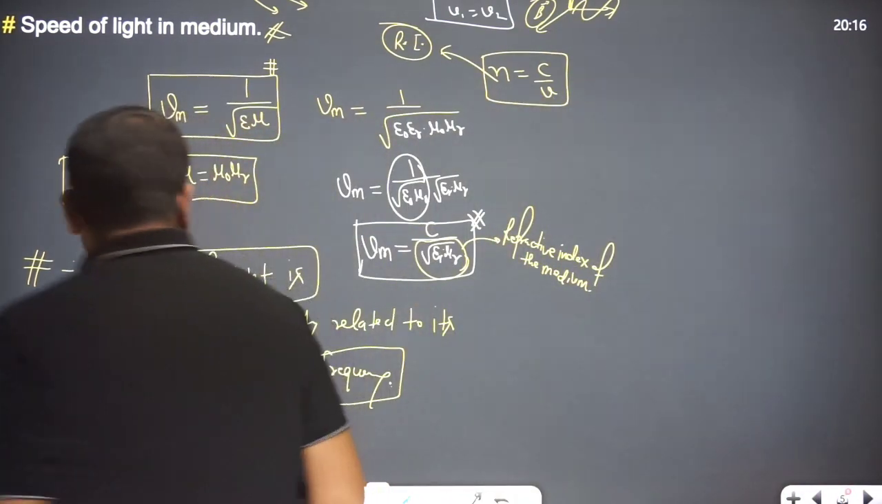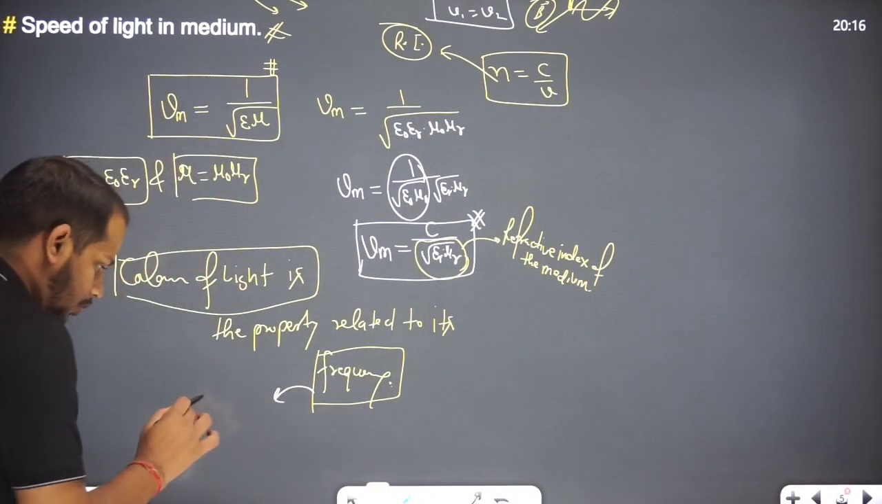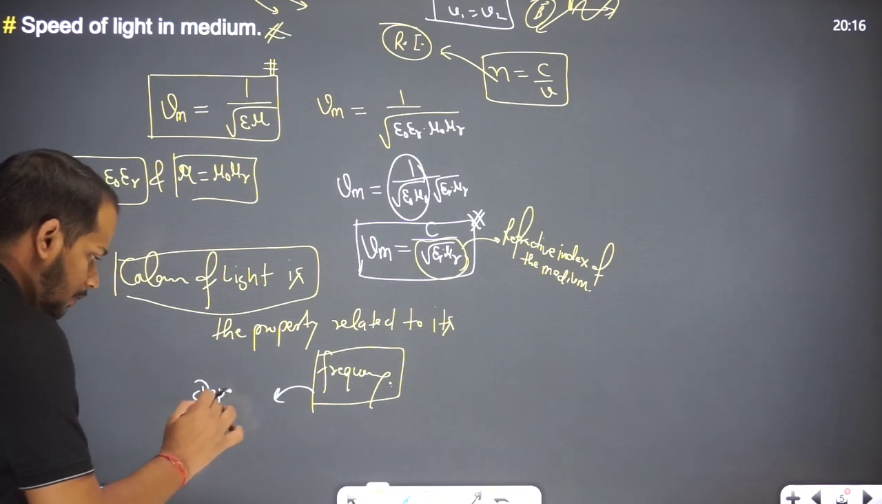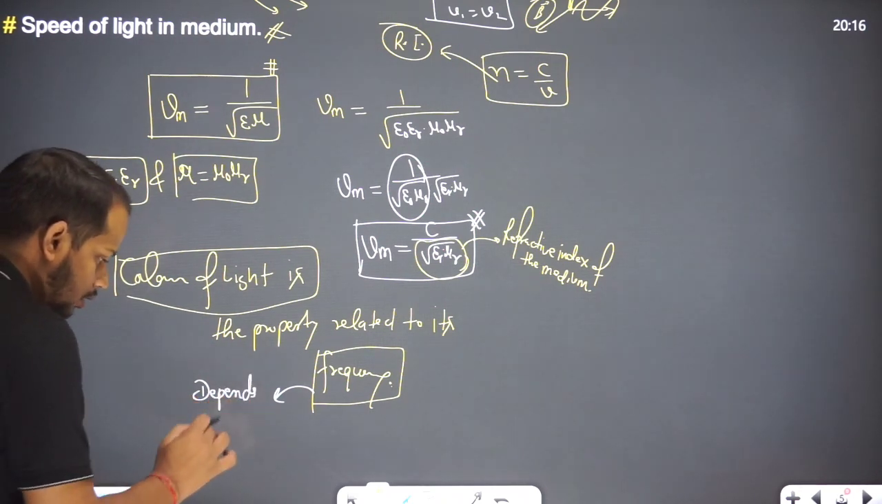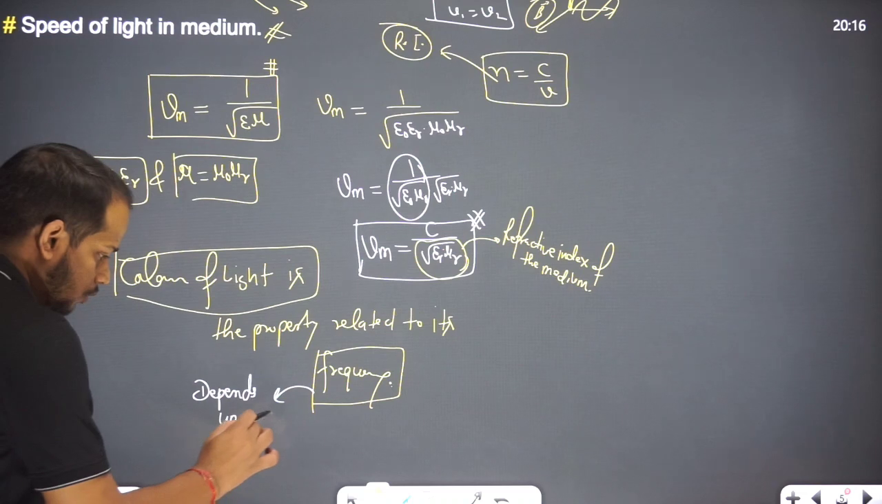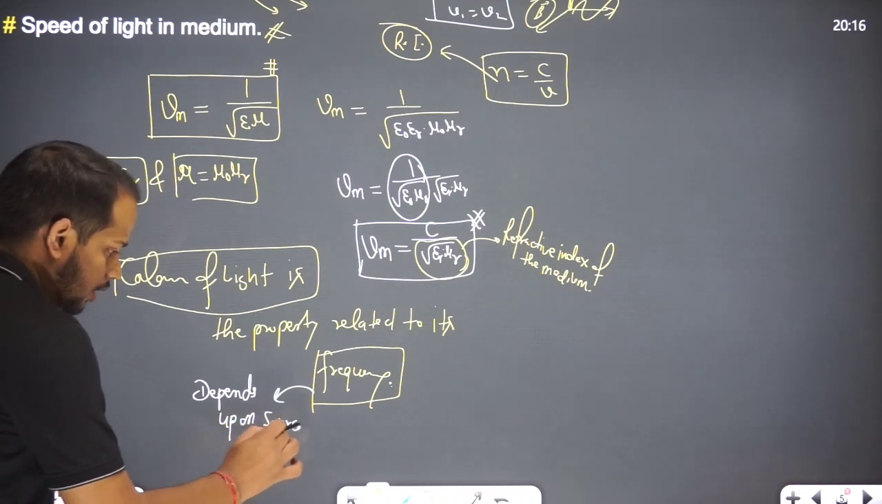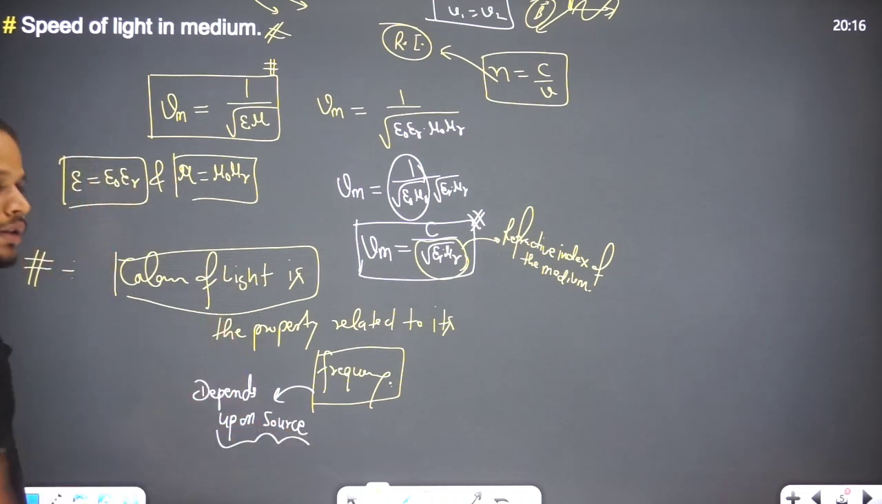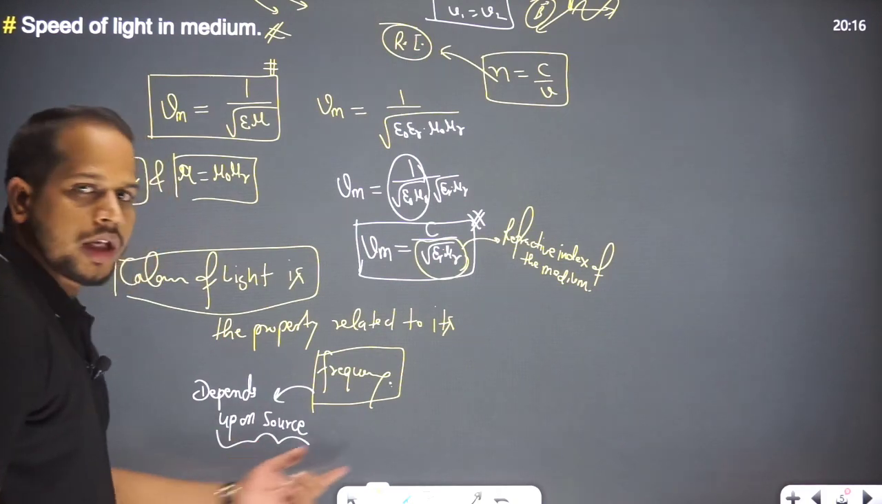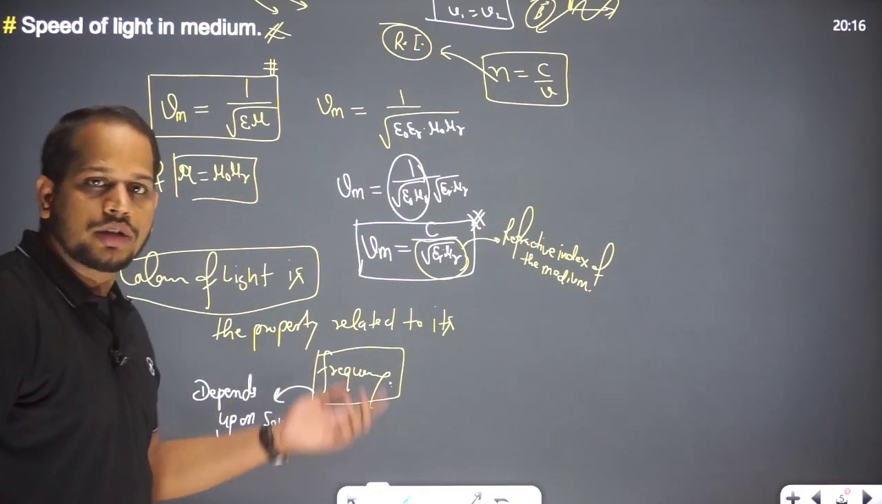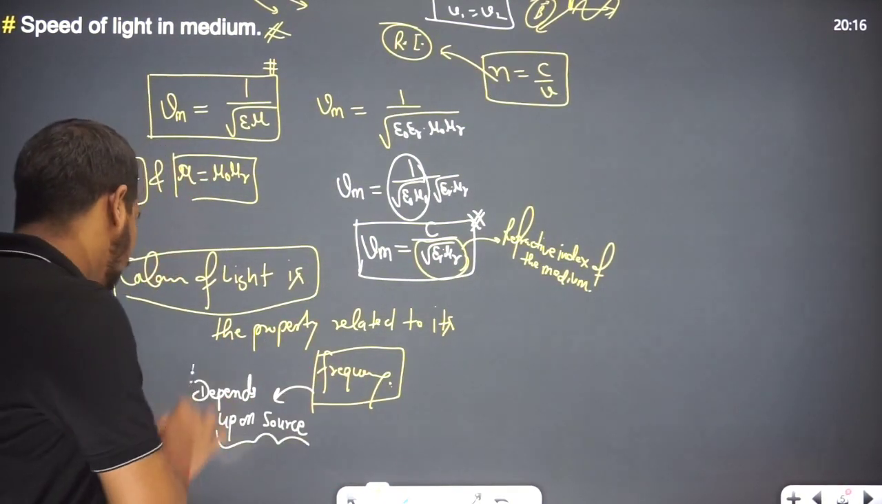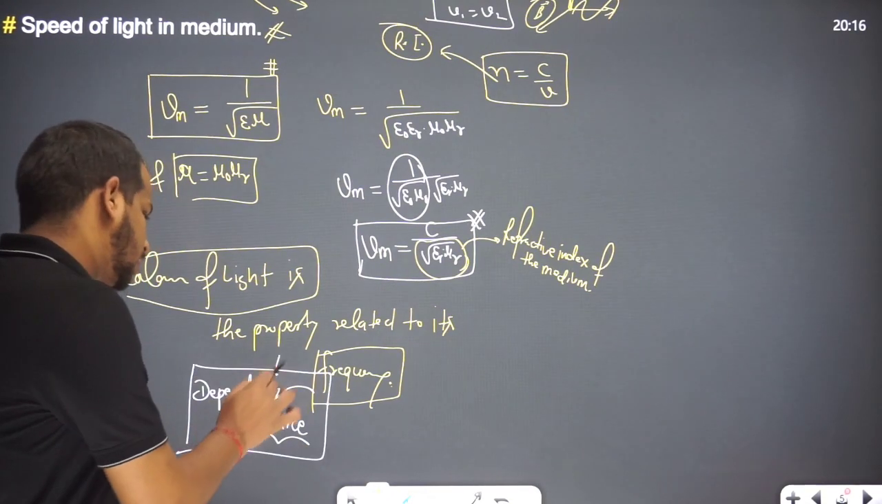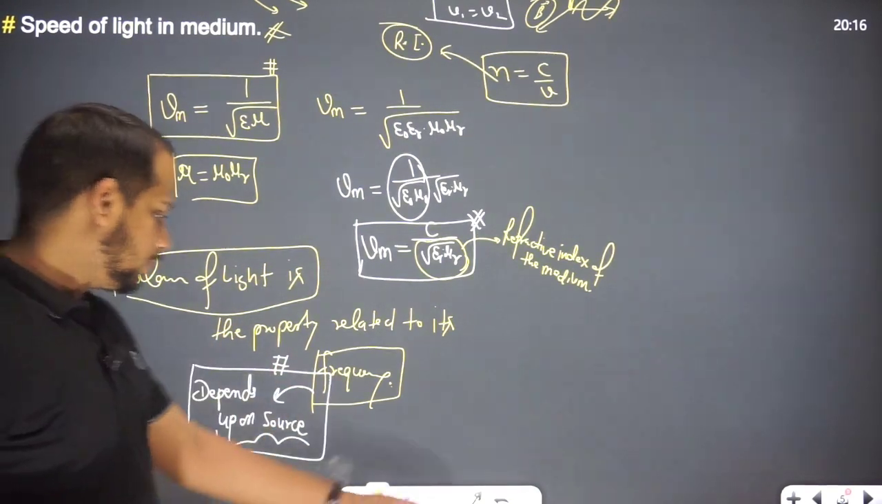And one thing more: the frequency depends upon the source. It does not depend upon anything like the medium, velocity, all those things, right? It is only a source-dependent quantity. Okay, now let's move on to the next.